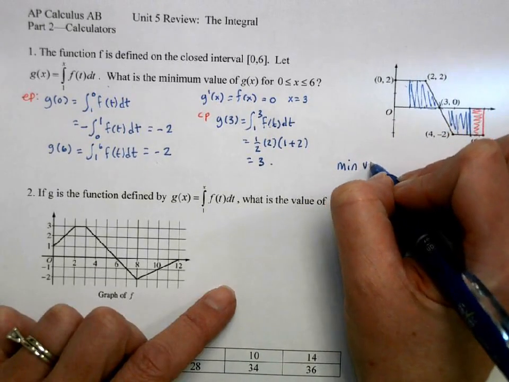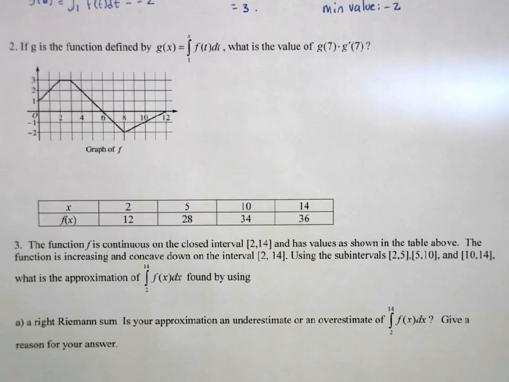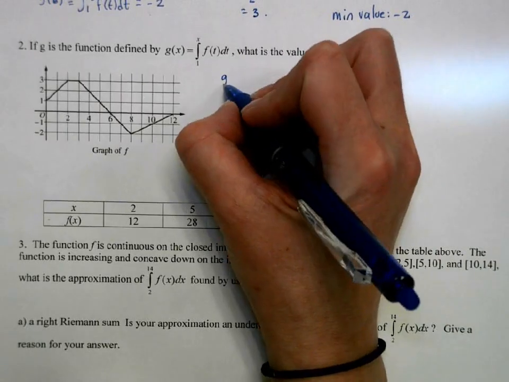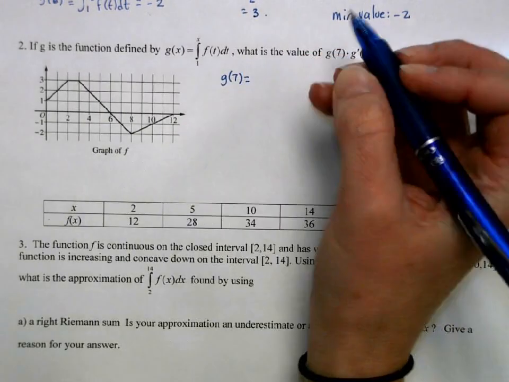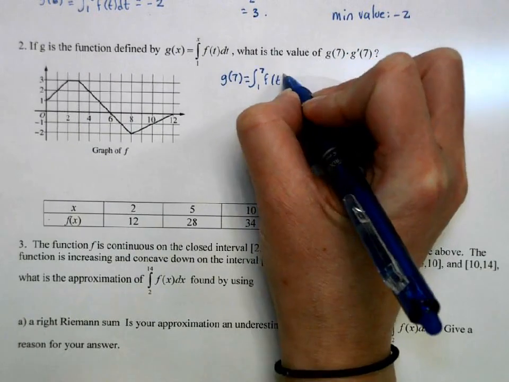Okay, we've got the function, g of x is the integral from 1 to x of f of t dt. What is the value of g of 7 times g prime of 7? Okay, g of 7 is going to be the integral from 1 to 7 of f of t dt. So for this, we're literally just going to do the area under the curve from 1 to 7.